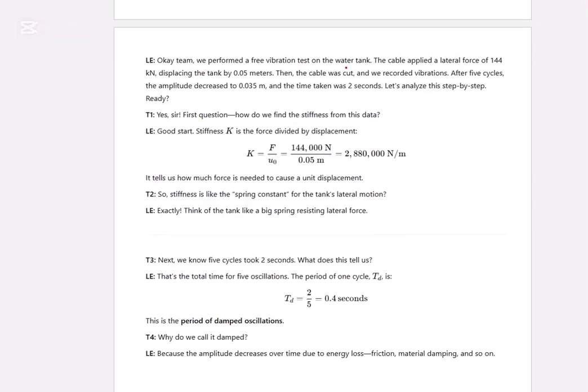Okay team, we performed a free vibration test on a water tank. The cable applied a lateral force of 144 kN, displacing the tank by 0.05 meters. The cable was cut. We recorded the vibration. After 5 cycles, the amplitude decreased from 0.05 to 0.005 meter. The time taken was 2 seconds. Let's analyze step by step.